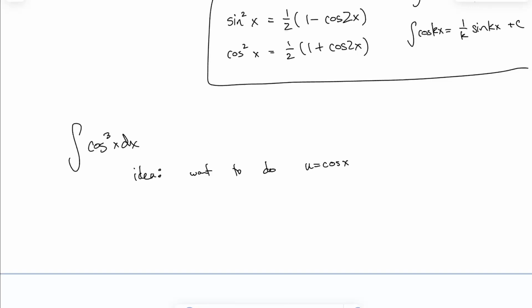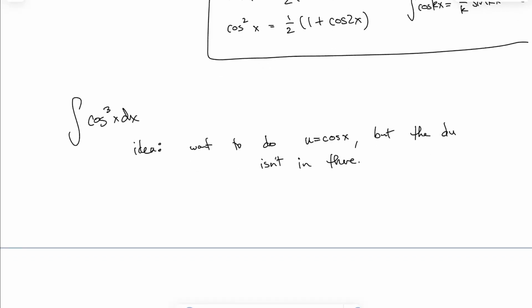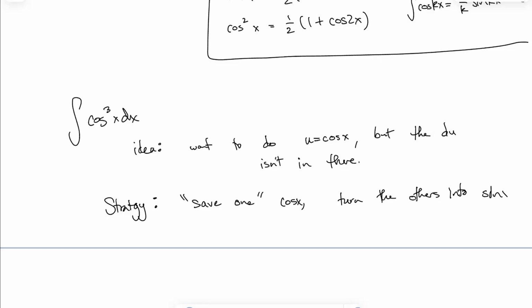The trick here is, the du doesn't work. I want to do u equals cosine x, but the du isn't in there. The du in that case would be something about sine of x, and I just don't see any sine of x over there at all. Here's the real idea. This is the strategy that we use here. I have a name for this strategy. It's called the save one strategy. The idea is I'm going to save one cosine. In this case I have to save one cosine x, and then turn the others into sine x.